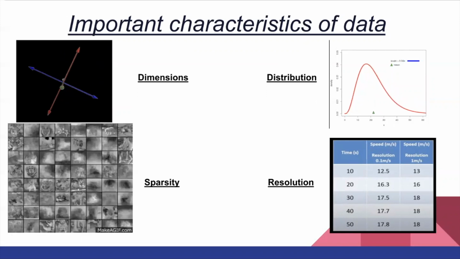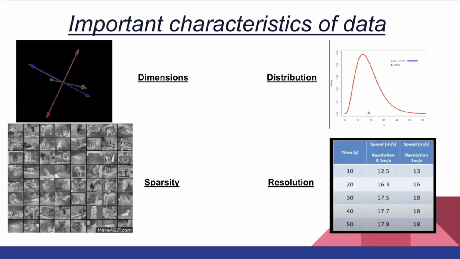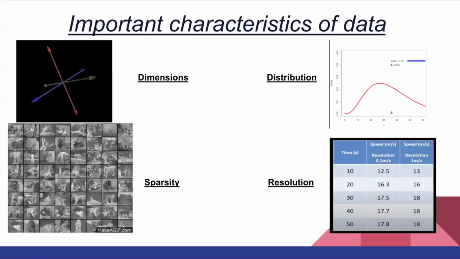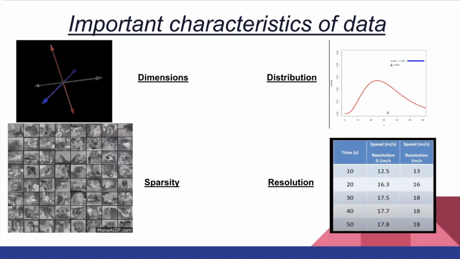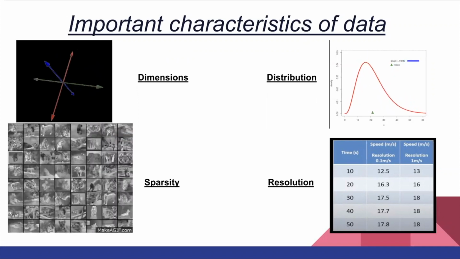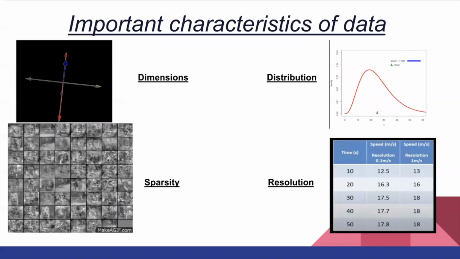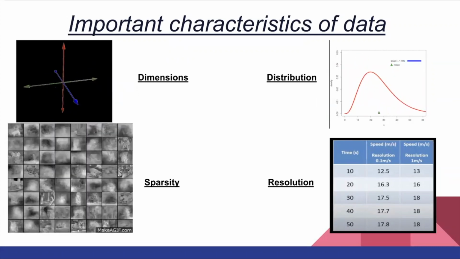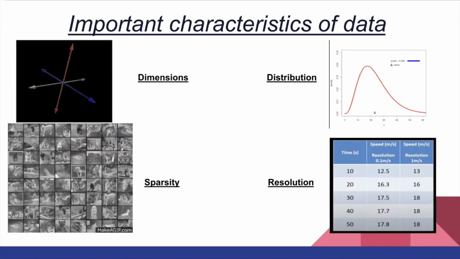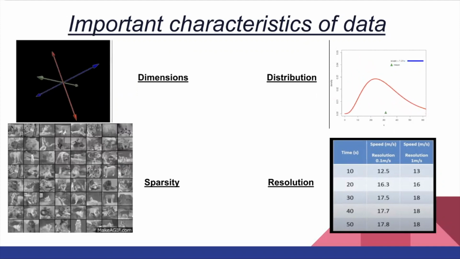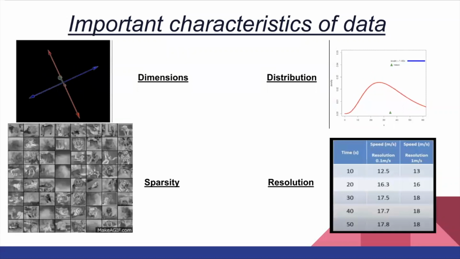Then comes the distribution. It should be normally distributed, or else doing prediction becomes a bit of a difficult task. Then comes the sparsity. Sparsity basically defines that each data point is important. Even a small dataset could help us predict a big picture, by mapping each one of them to the data we have. So each data point counts. Then comes the resolution.